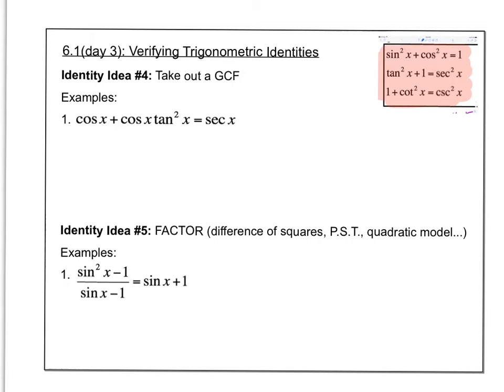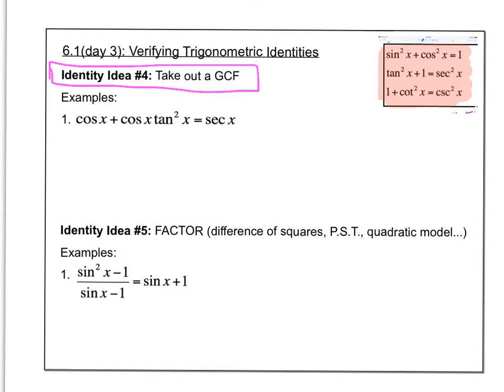So, in this lesson we're looking at the next two ideas, identity idea number 4 and number 5. They both have to do with factoring. So I'm going to walk you through this, but I am also going to have you do a class kick after this so you can practice the skills that I'm teaching you here. The first idea, identity idea number 4, is to see if there's something that they have in common that you can factor out, a GCF, a greatest common factor.